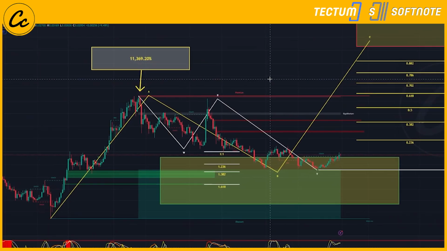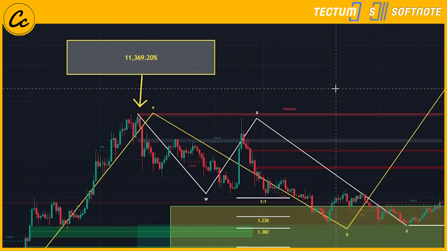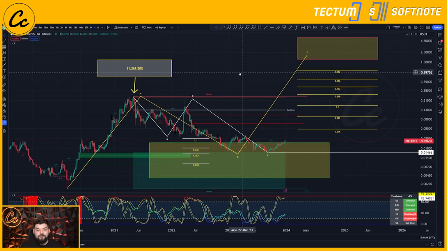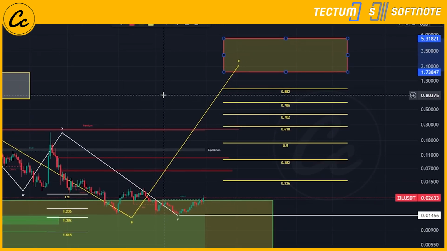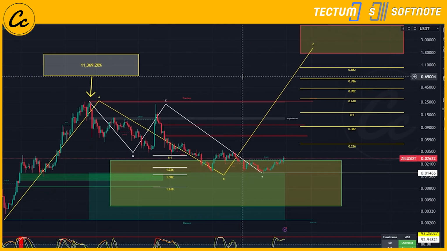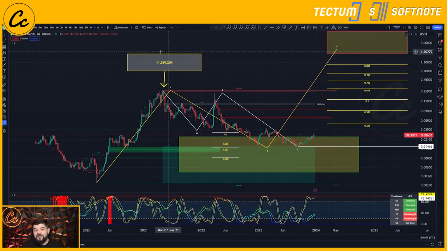ZIL is something we do not talk about all too often, so I thought why not jump into the analysis of ZIL and look at its potential for the bull run. We can obviously see in that last bullish market, ZIL had a fantastic 11,369% move. Sensational. Can we expect ZIL to do a similar return? That would take the price action of ZIL to around $1.73 with that higher level of $5.31. Is that realistically an expectation for ZIL?